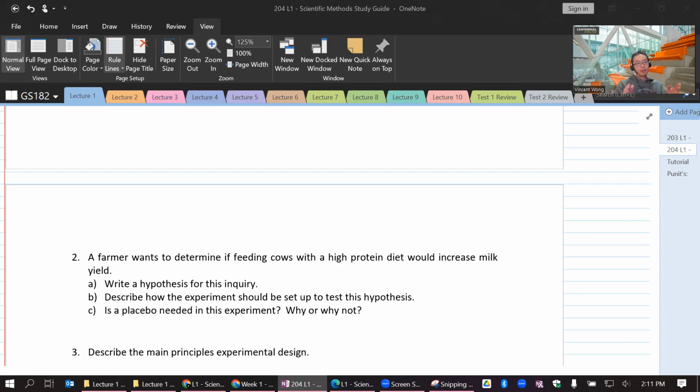Now, we don't need a placebo. That's the answer for this one. We do not need a placebo when we are not dealing with humans, okay? The cow's not going to lie to you. The cow doesn't know you're doing an experiment on them. They're not going to be like, oh, I'm going to hold out on my milk because I know you're trying to trick me with the high protein diet. They're not going to do that, right? They don't know to be biased and stuff like that. So that's why there is no need to include a placebo when it comes to non-human experiments. Okay.